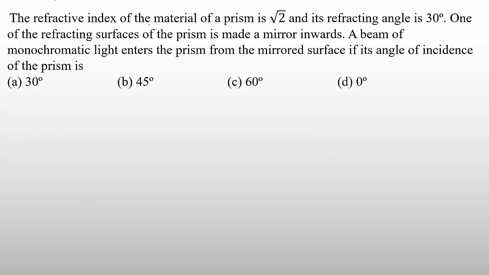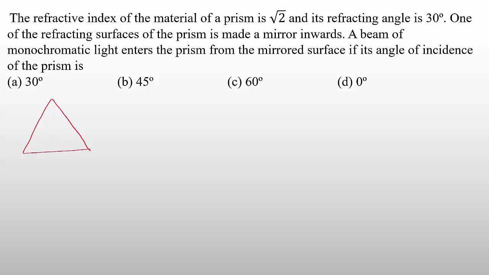The refractive index of a material of a prism is √2 and its refracting angle is 30 degrees. One of the refracting surfaces of the prism is made a mirror inwards. A beam of monochromatic light enters the prism from the non-mirrored surface. What is its angle of incidence? See here, according to this problem, one surface of the prism is a mirror.